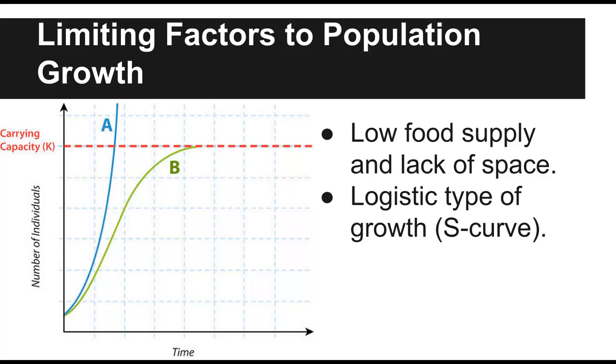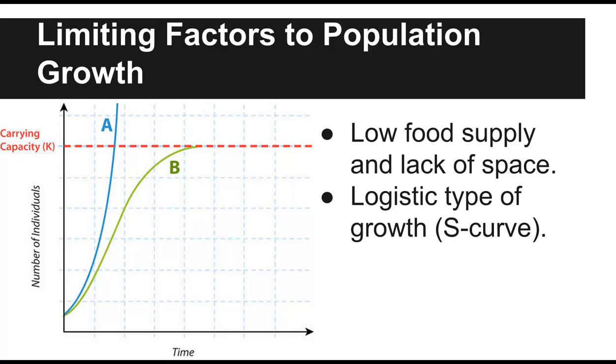Limiting factors can lower birth rates, increase death rates, or lead to emigration. Emigration meaning those organisms moving around to a new area. When organisms face limiting factors, they show logistic growth. That's an S-shaped curve. Competition for resources like food and space cause the growth rate to stop increasing so that the population levels off. This flat upper line on a growth curve is called the carrying capacity.